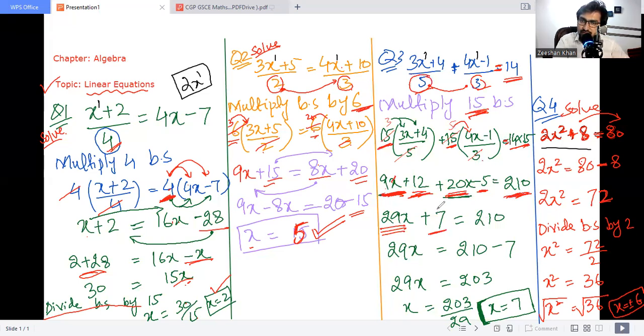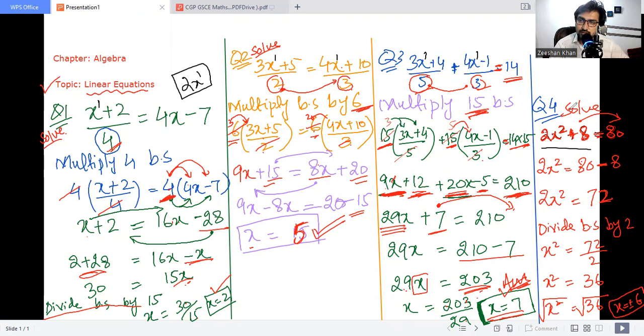Now I want to remove this 7, so I will shift it to the other side. It was plus 7 here. When we shift it to the other side, it will become negative 7. So 210 minus 7 is 203. And 29x is left here. Now I want to find x, so I will divide both sides by 29. So this 29 will go down. 203 divided by 29 is 7. So we got x equals 7. So this is the answer, and this is the solution.